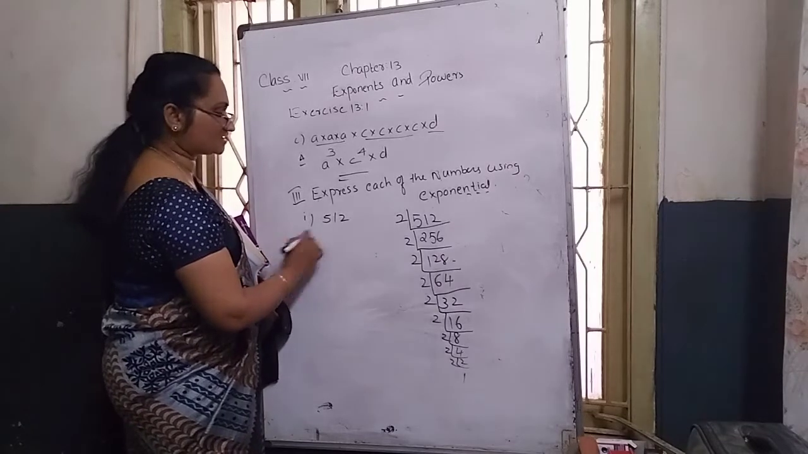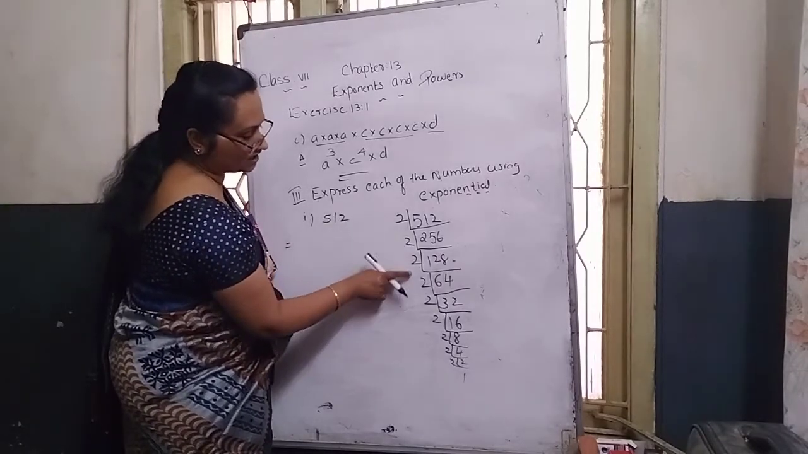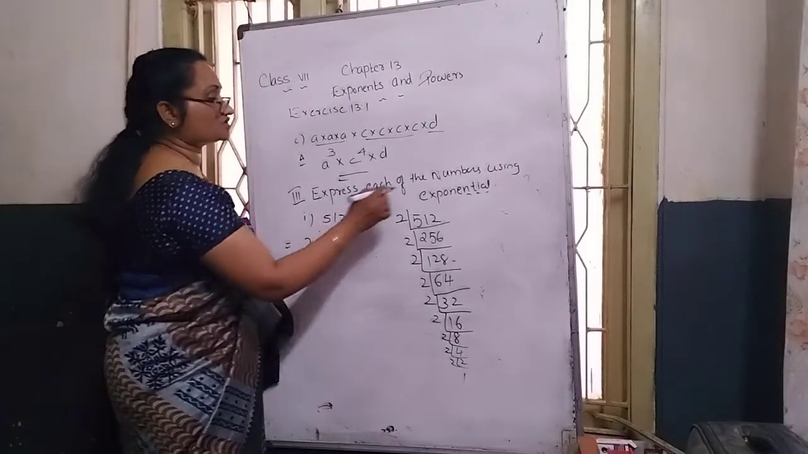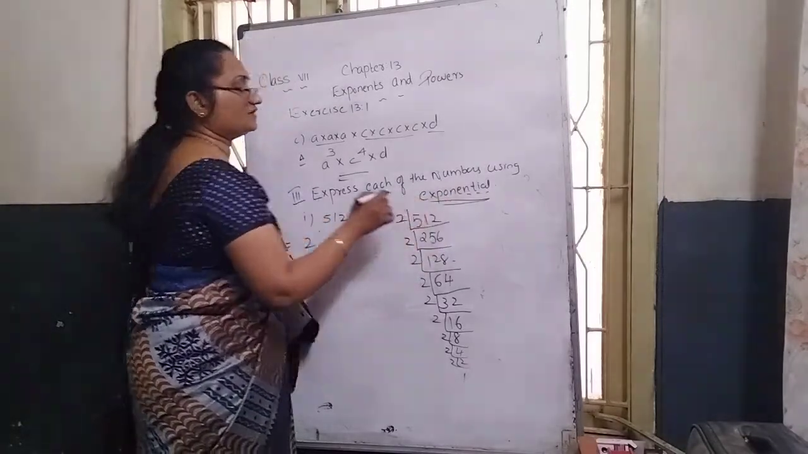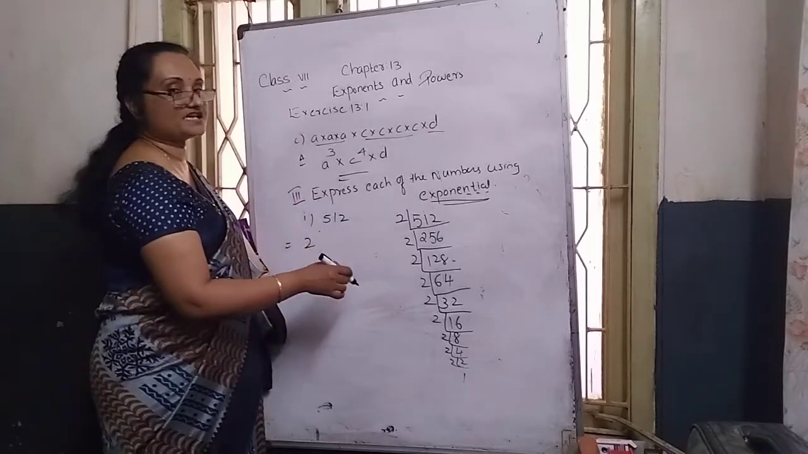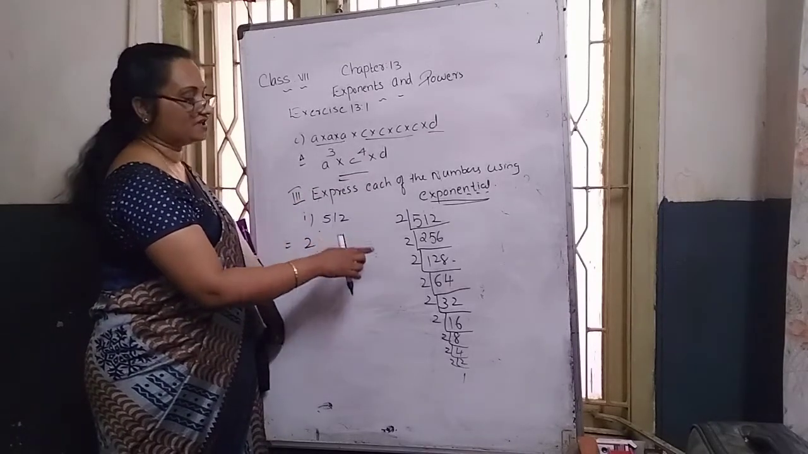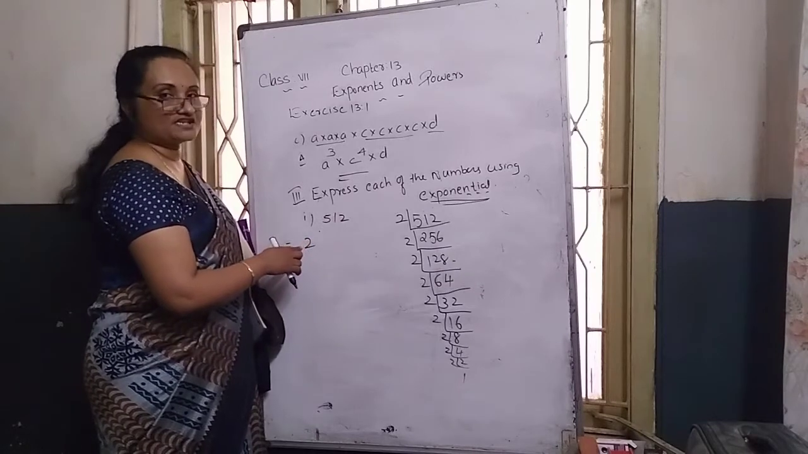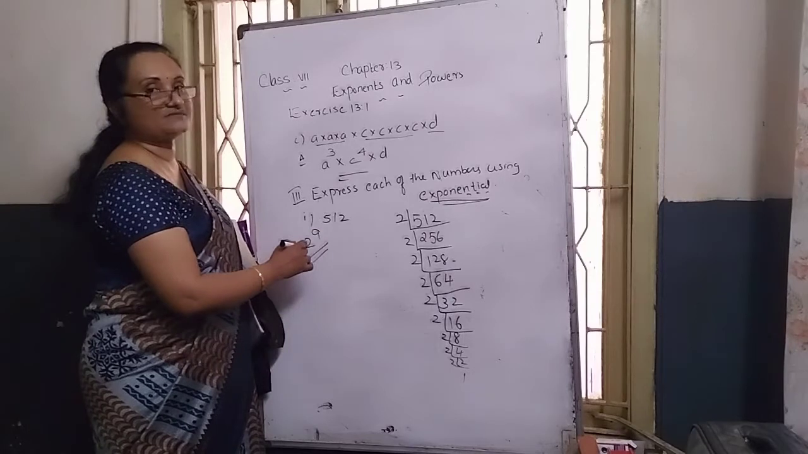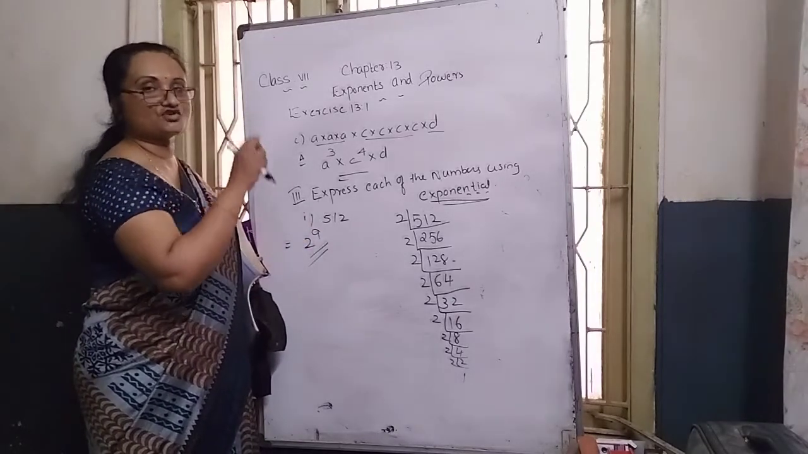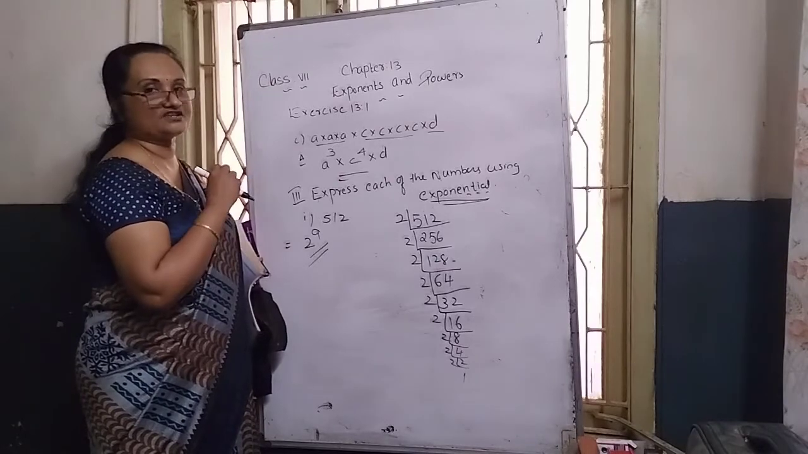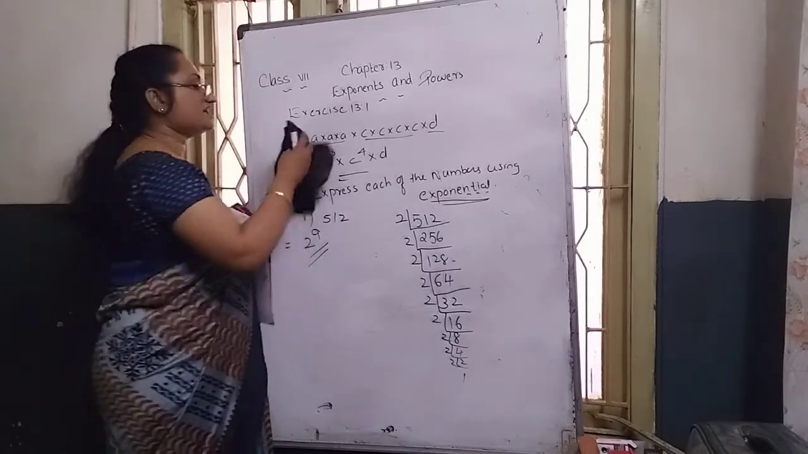So what are the factors? 2, how many times? 1, 2, 3, 4, 5, 6, 7, 8, 9 times. So the question asks us to represent the given number in power notation. 2, how many times? The base becomes 2, the prime in this division. Then how many times was it repeated? 9 times. That 9 we write at the top right corner. So 2 raised to 9 is the answer.